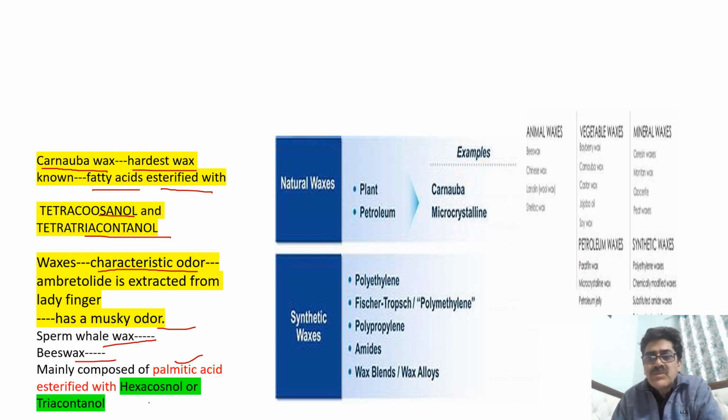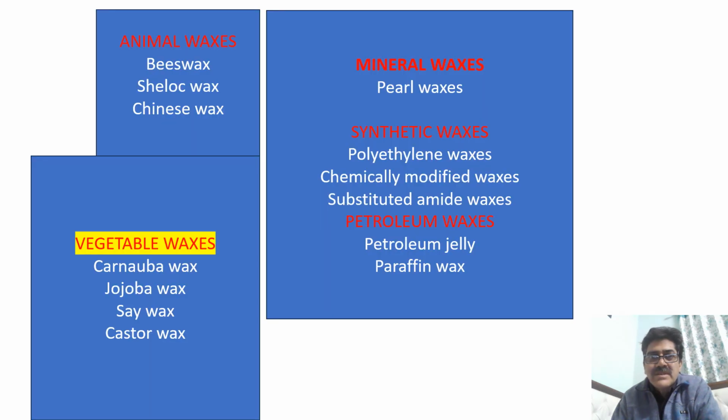Then we will come to different types of waxes. For example, we have animal waxes. Examples would be beeswax, shellac wax, Chinese wax. Vegetable waxes: examples are carnauba wax, jojoba wax, sugarcane wax, castor wax. Mineral waxes, ozokerite waxes. Synthetic waxes: polyethylene waxes, chemically modified waxes, substituted amide waxes, and lastly we have some petroleum waxes like petroleum jelly or paraffin waxes.